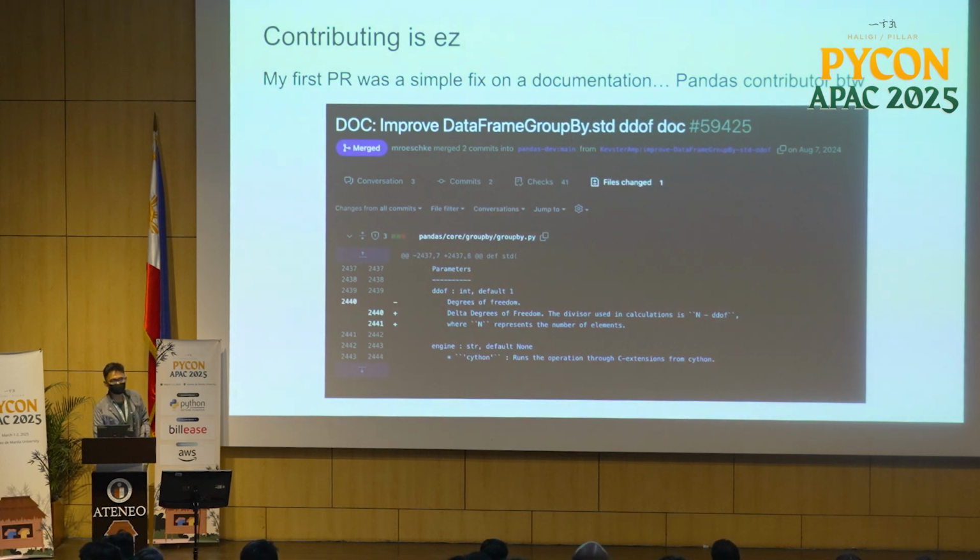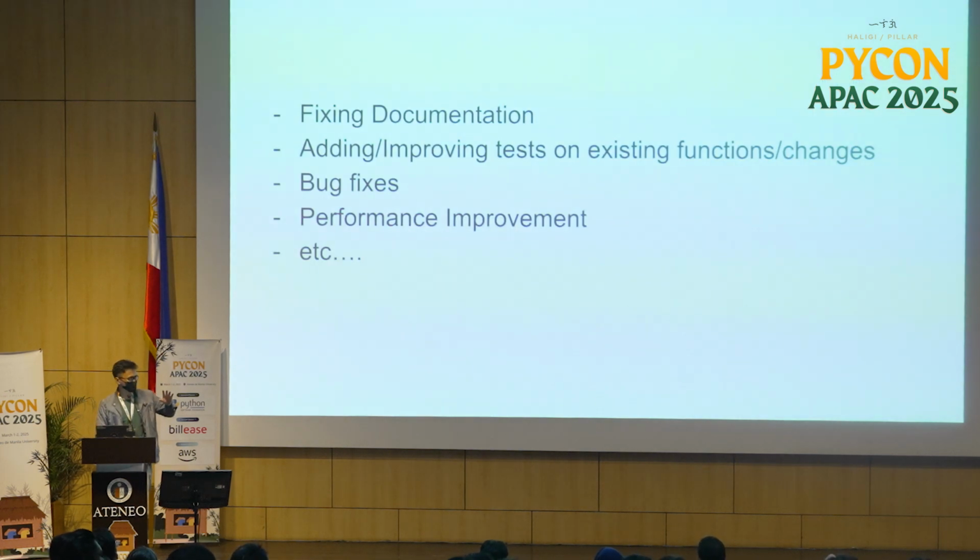But actually, contributing is pretty easy. As you can see, my first PR here was just a one-line fix in the documentation. So from this one line, I could already say that I'm a Pandas contributor, by the way. But kidding aside, aside from fixing documentation, mostly you will work on adding and improving tests on existing functions or if there are new changes. Also, mainly bug fixes as well as performance improvements, et cetera.